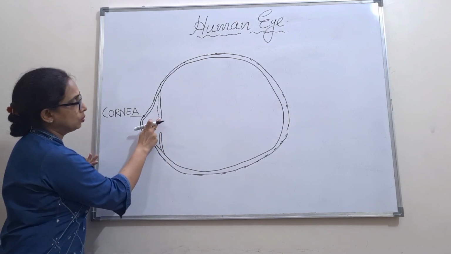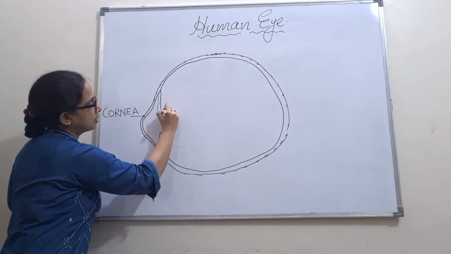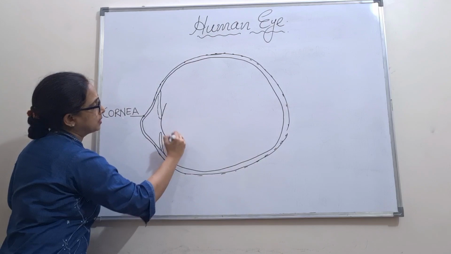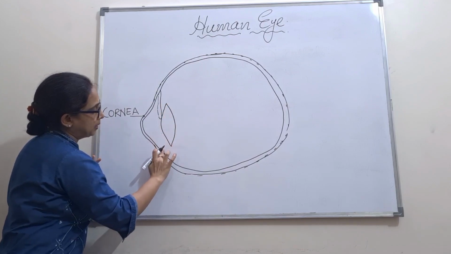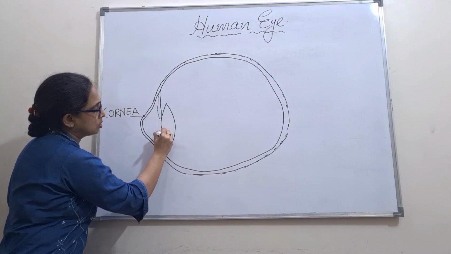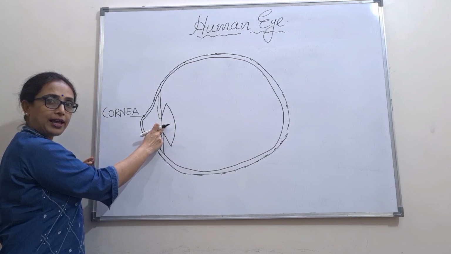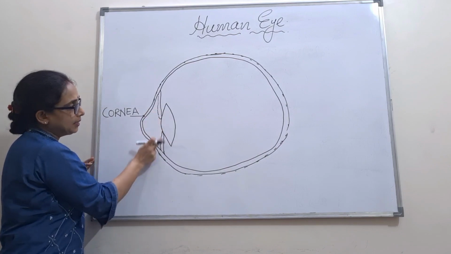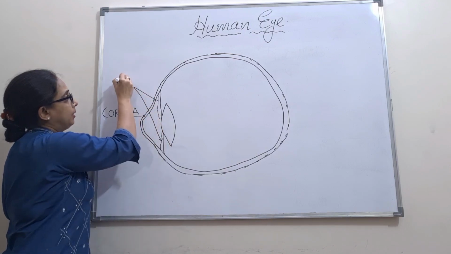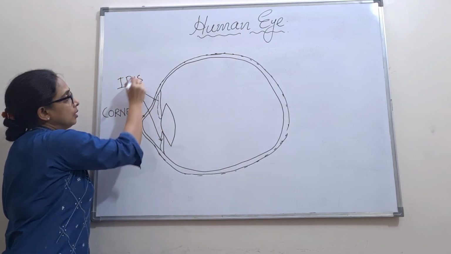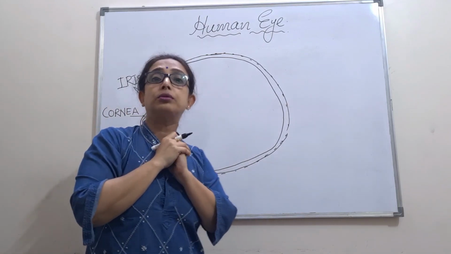Now to this opening, we are going to fix the convex lens. This has to be a bit attached to the lens. This is holding the lens actually. So you all know about the convex lens. These lines which I have drawn are termed as iris. This iris gives distinctive color to our eyes.